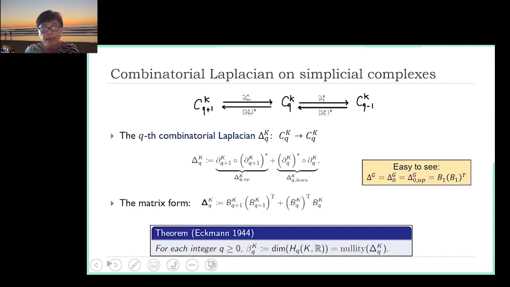And Eckmann proved in the 40s that for any dimension Q, the dimension of the null space of the Laplace operator equals the dimension of the Q's homology group with R coefficients, which is the Q's Betti number of the simplicial complex. So essentially this encodes the homology group information of the simplicial complex. This is also consistent with the zero-dimensional case: the number of zero eigenvalues equals the Betti zero of the graph.